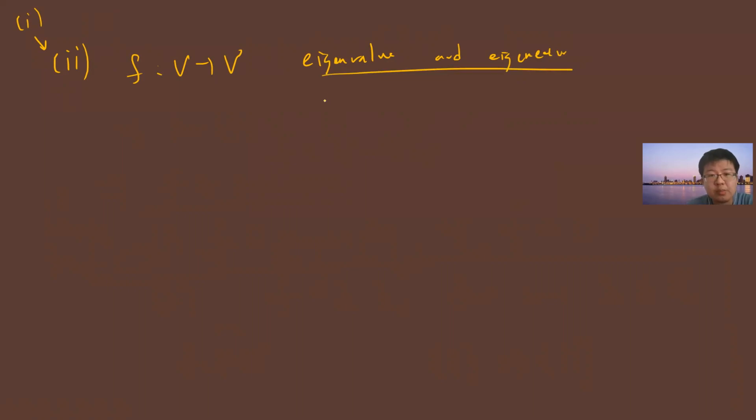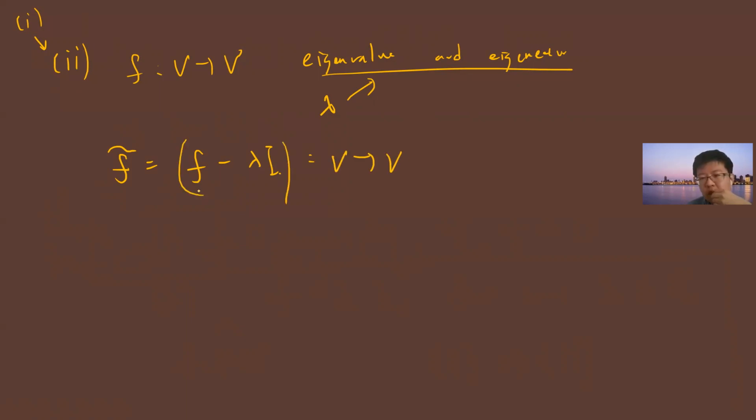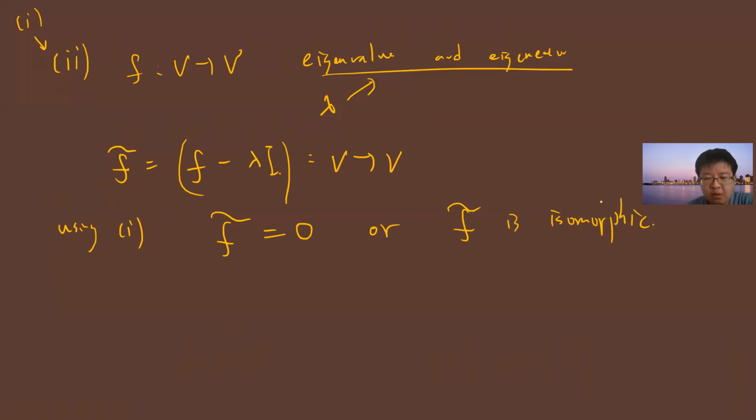Okay, so let's pick lambda to be such an eigenvalue. So I can define f tilde to be f minus lambda times identity. So this maps V to V. Right, so f tilde is still a G-linear map by definition, and using the first result, there are only two cases: either zero, or f tilde is an isomorphism.